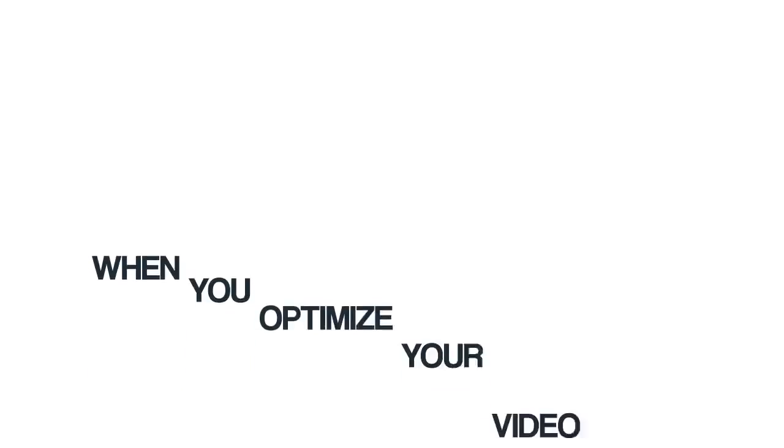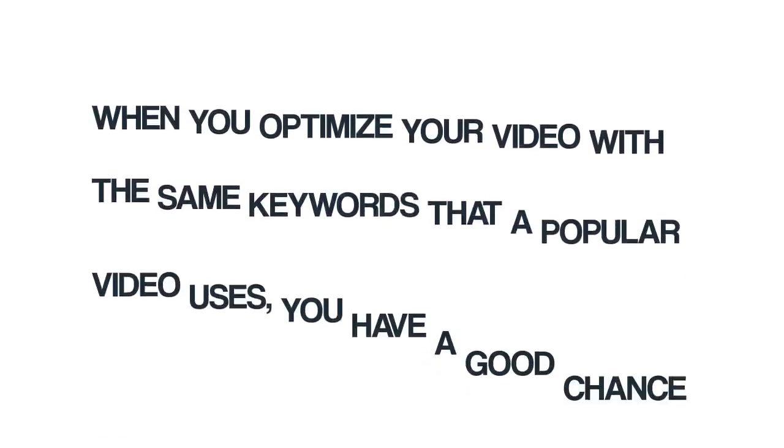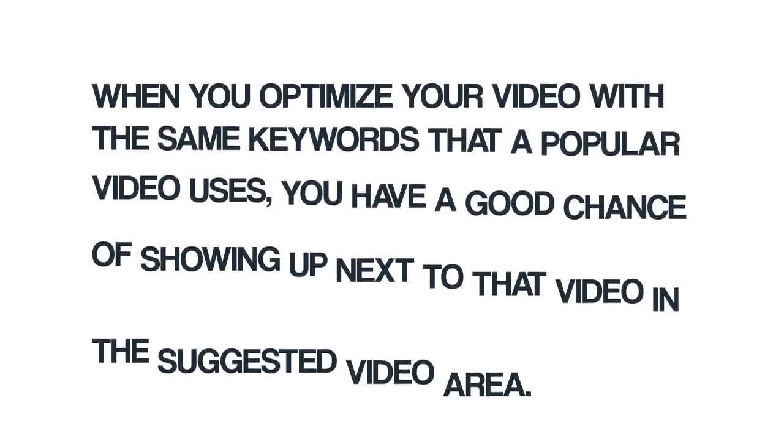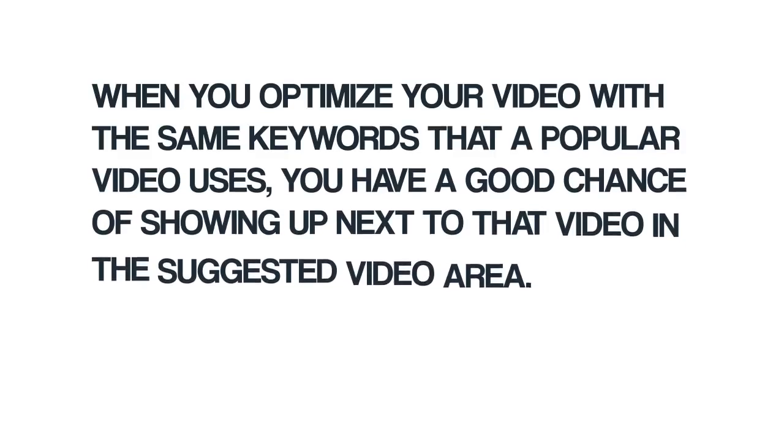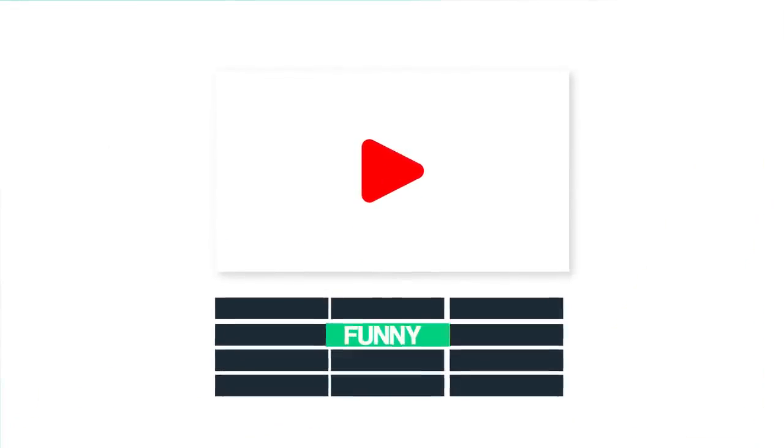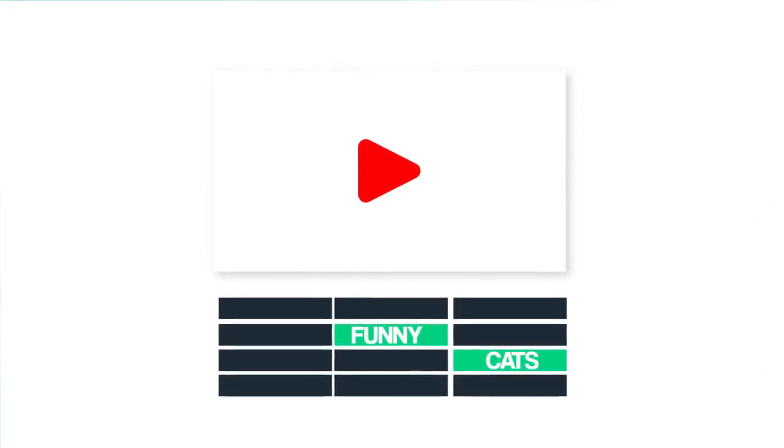You see, when you optimize your video with the same keywords that a popular video uses, you have a good chance of showing up next to that video in the suggested video area. So if you see a video in your niche with lots of views, try to use a few other tags as your synonym and category tags in your video.